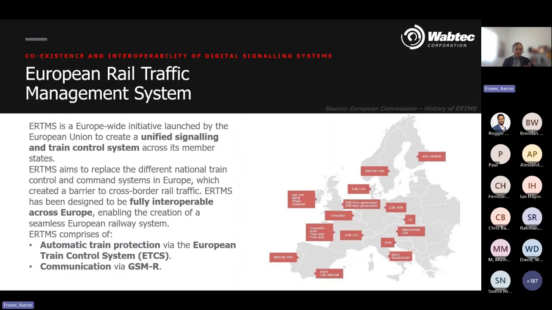ERTMS comprises the automatic train protection component, which is called the European Train Control System, ETCS, and the Global System for Mobile Communications for Railways, GSM-R, or the future FRMCS. Today, ERTMS is mandatory for new EU-funded rail infrastructure, which includes new or upgraded signalling, and is increasingly adopted in non-European countries for modern digital rail operations.